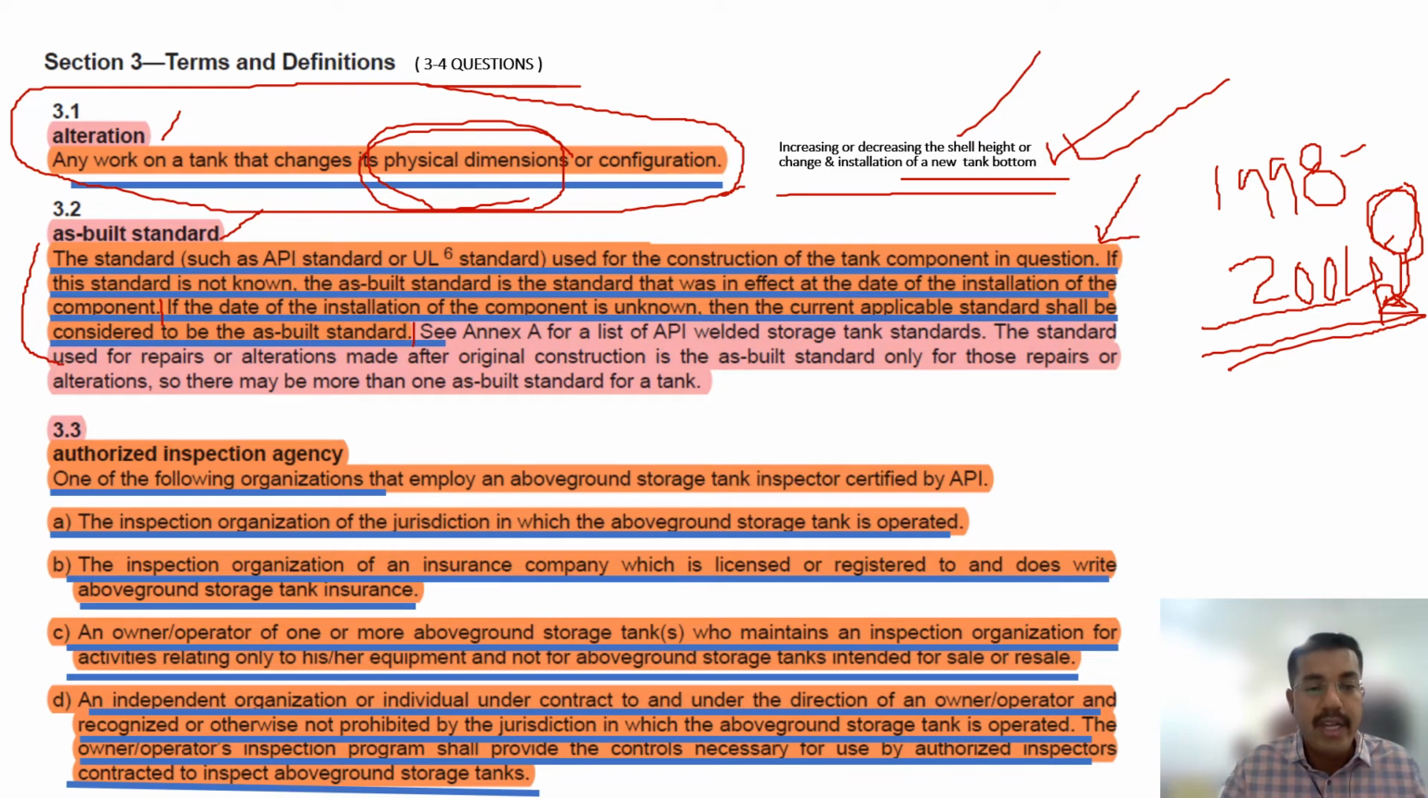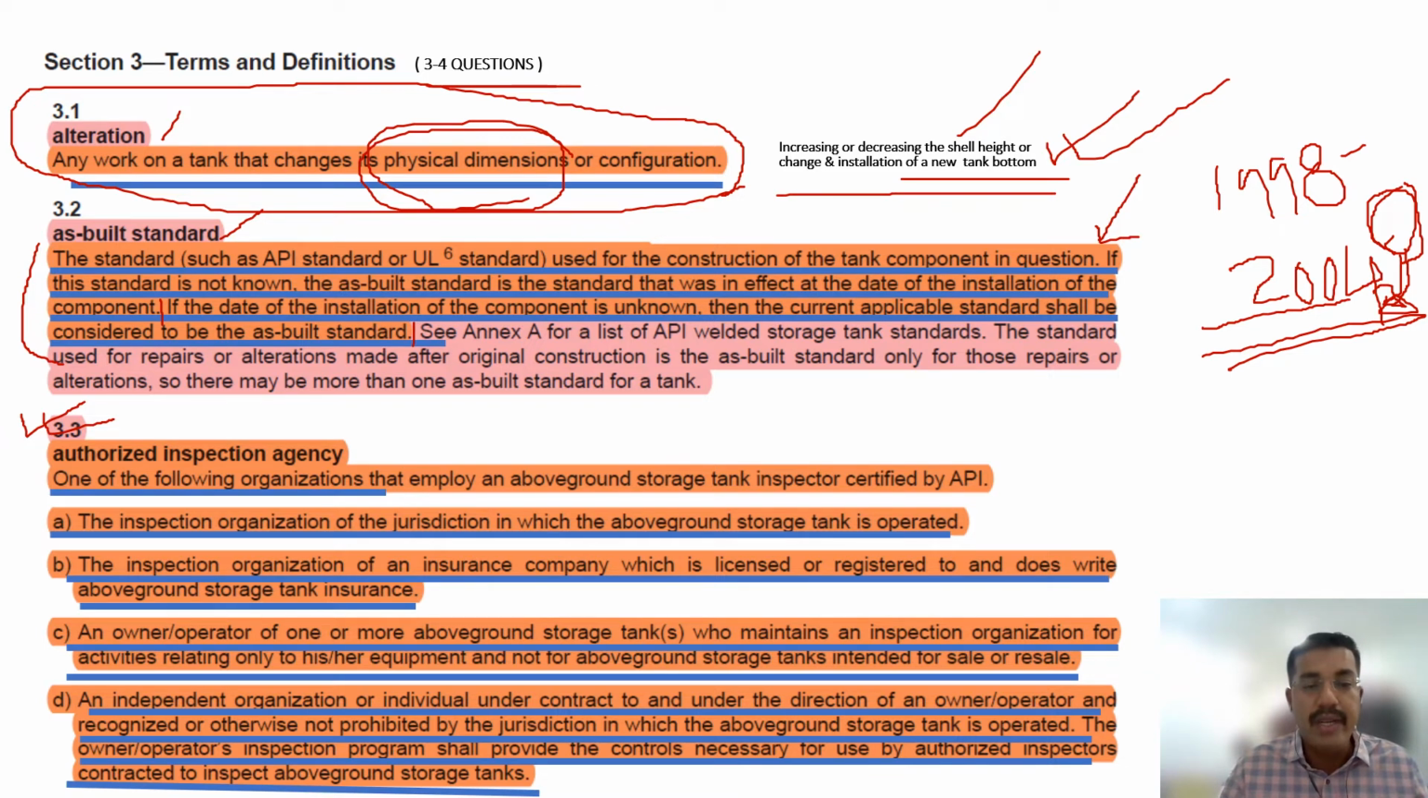Okay. Authorized inspection agency. You can take a guarantee you will get one question from authorized inspection agency. It is a must question in API 653. Who is called an authorized inspection agency? When we are doing any inspection, repair, alteration, relocation or reconstruction of a tank, who can do the inspection?